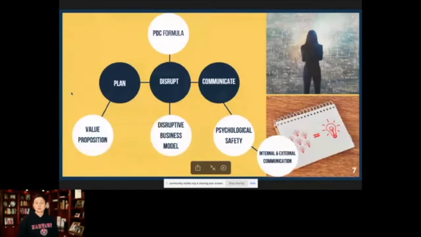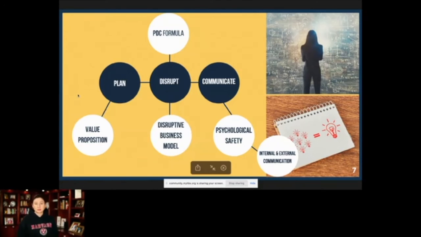P stands for plan, and here the core is to determine value proposition when starting a new company. D stands for disrupt. I will speak about disruption and disruptive business model for entrepreneurs. And finally, C stands for communication. In my formula, communication includes internal and external communications.